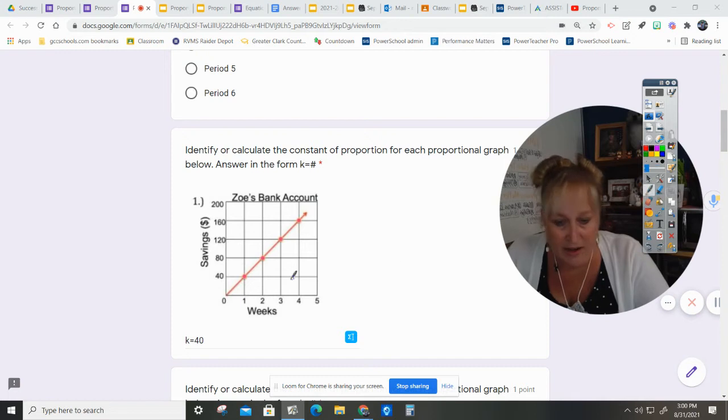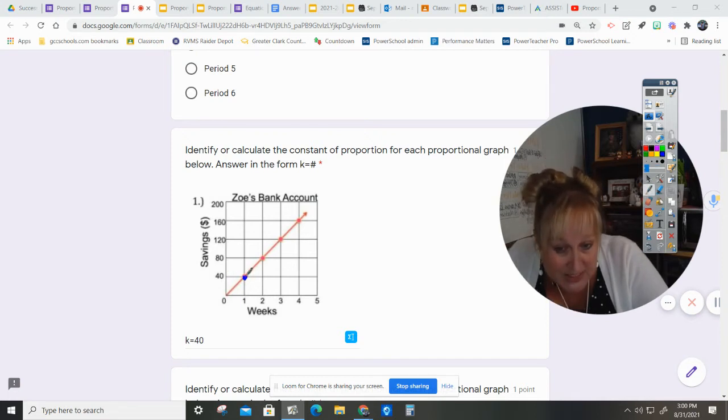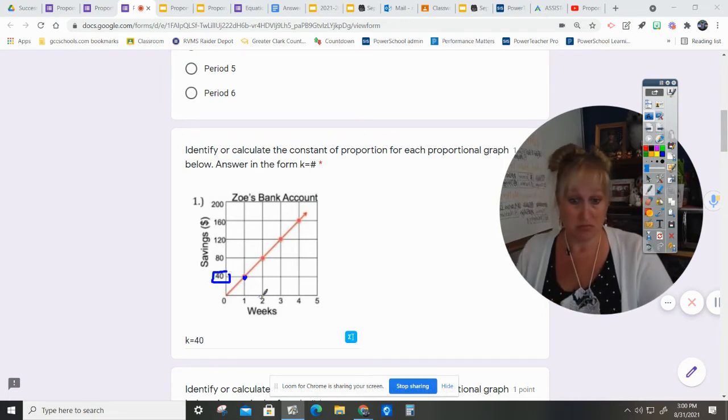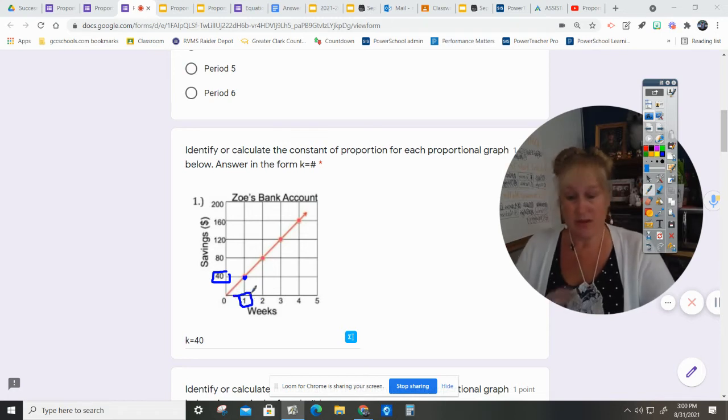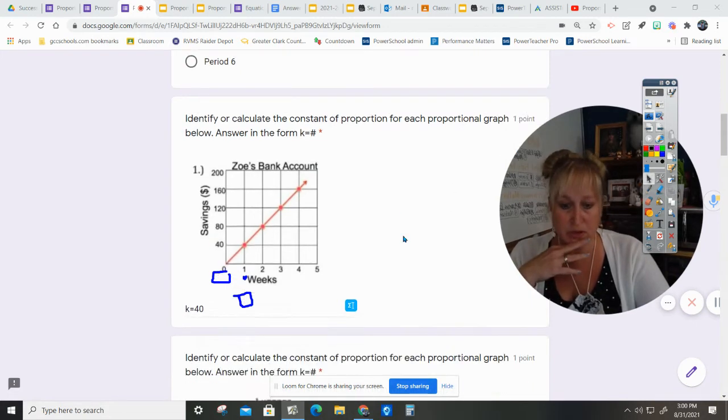Now the cool part about these, when you look for the 1 and you find that 1, if it's on a nice little point like this one is, then this is your answer, as long as it goes with the 1. If it's not with the 1, you got to do the division. All right, so we're going to move to the next one.